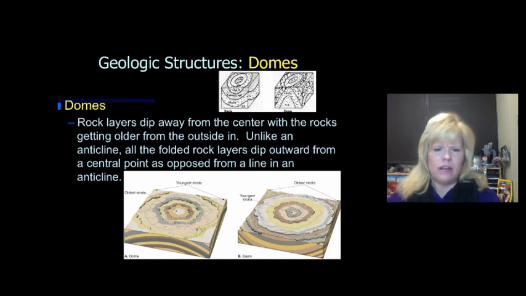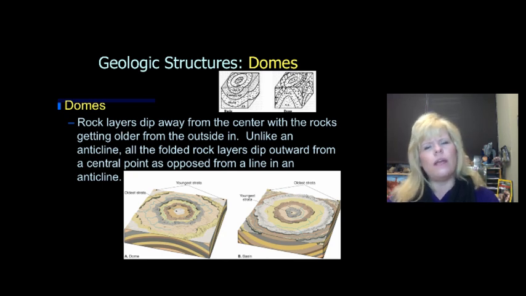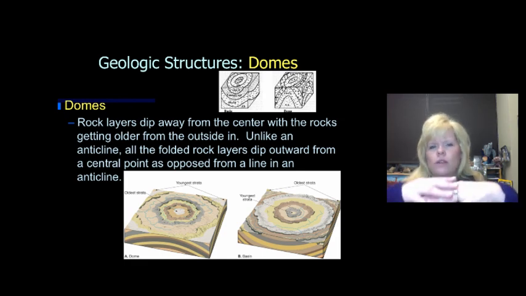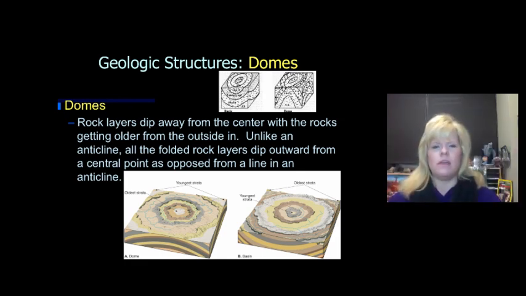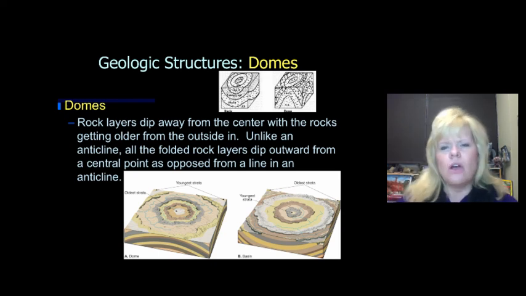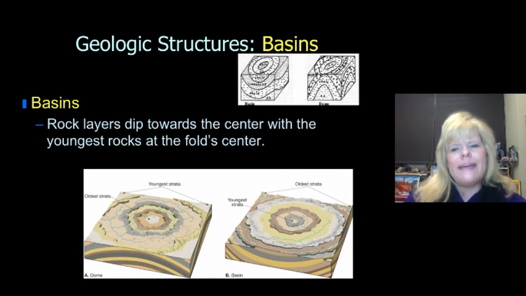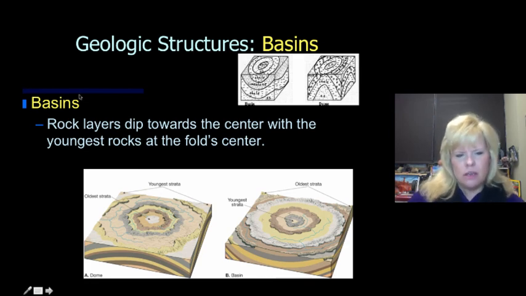Don't think of it as an anticline. All the folded rock layers dip outward from a central point as opposed to a single line like it does in an anticline. So this is actually a full relief feature on the ground. These are easy to recognize. Now the way we can do that is by looking for strike marks and dip marks, hachure marks, on a map.